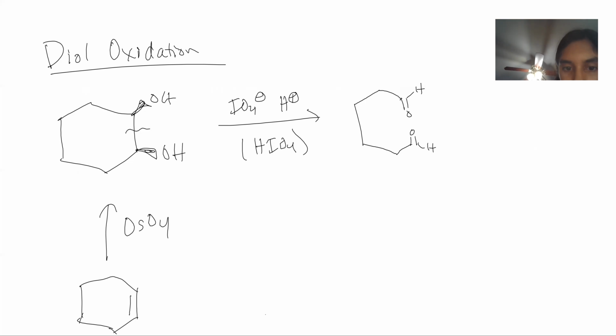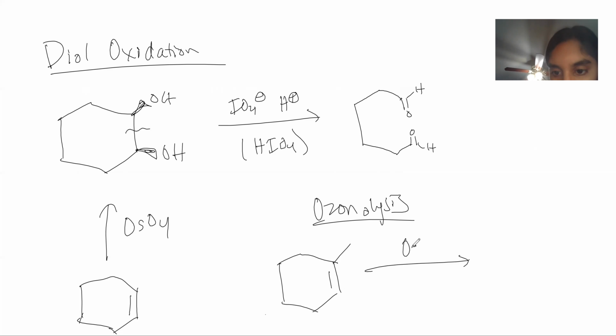And then ozonolysis is the other thing. You have to use the Me2S one to get aldehydes. If you use H2O2, it would produce carboxylic acid.